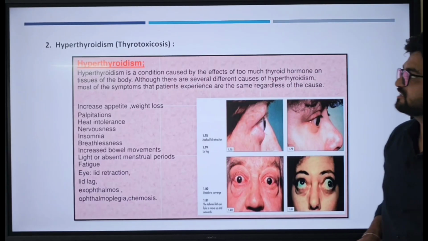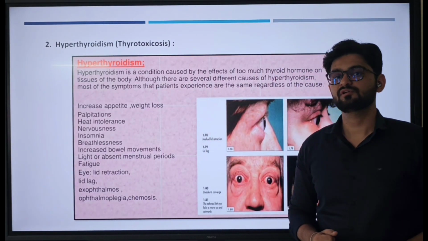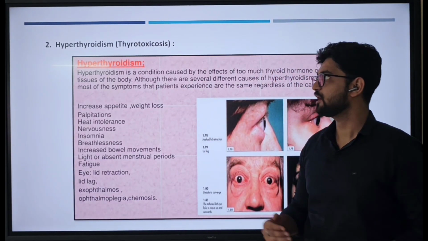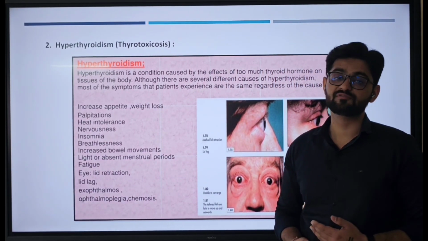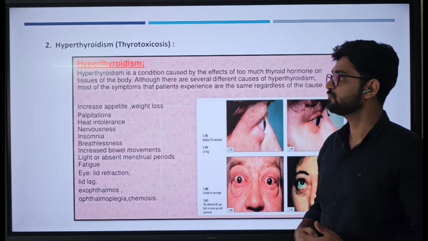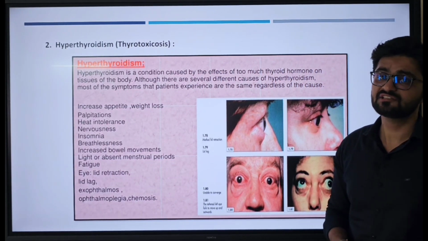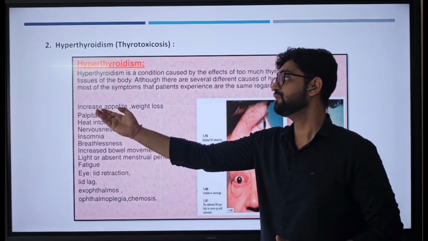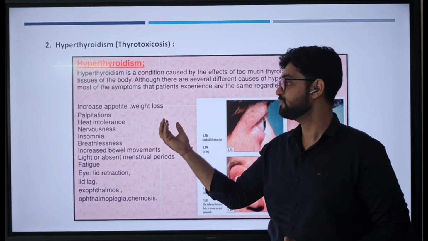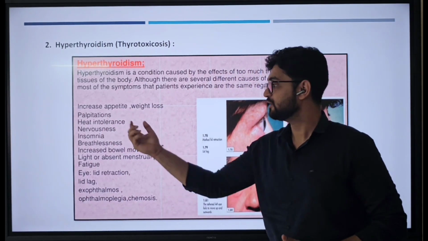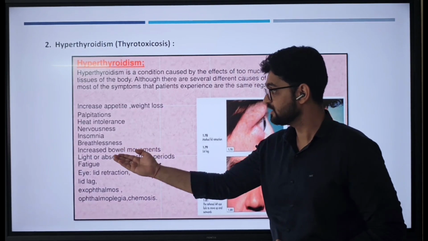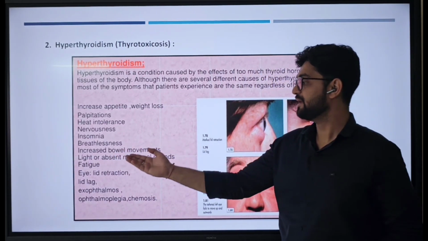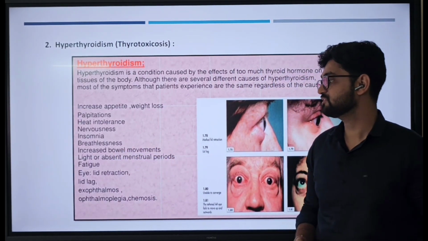Next is hyperthyroidism. In contrast to hypothyroidism, hyperthyroidism is a state in which there is an increased production of T3 and T4. The clinical characteristics of this condition accompany increased appetite, weight loss, palpitation, heat intolerance, nervousness, insomnia, breathlessness, increase in the bowel movements, and light or the absence of menstrual periods in the female.